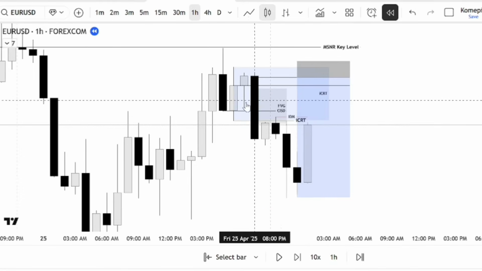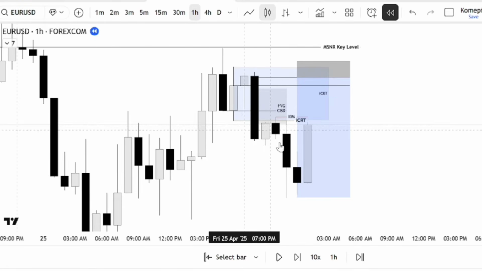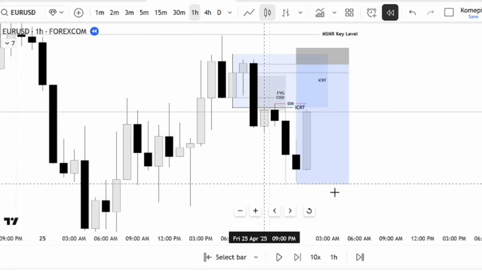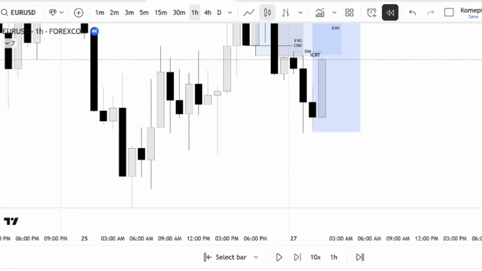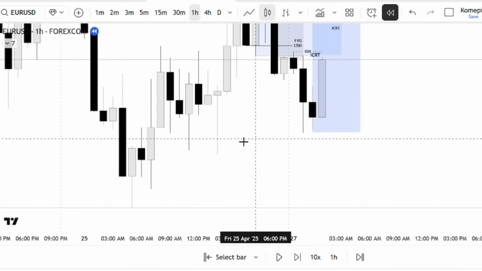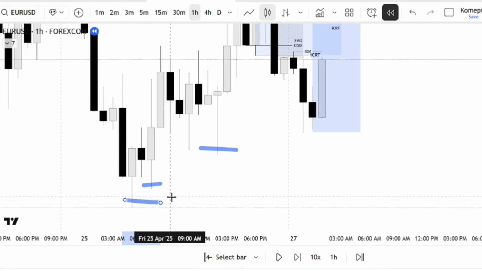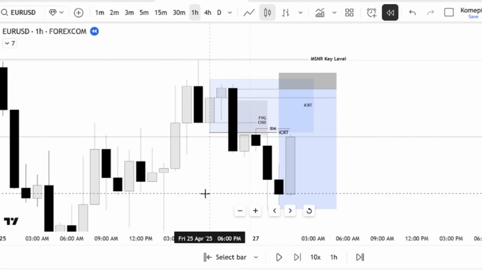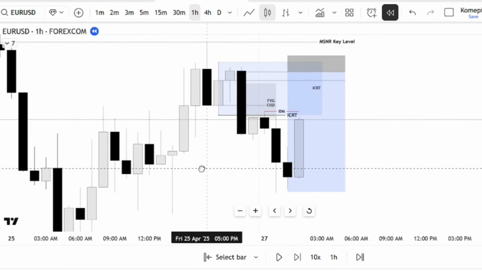Price might just decide to use or take this liquidity and go up. We don't know if the liquidity price will come all the way through. So we want to trade what we see. So remember this, always trade what you see and not what you think.